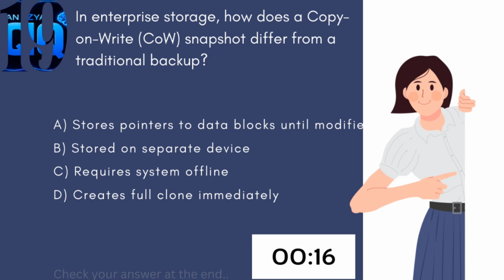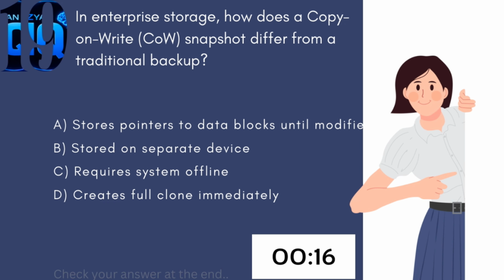In enterprise storage, when we talk about copy-on-write snapshots, we're really focusing on how they differ from traditional backups. Option A is key here. It stores pointers to data blocks until they are modified. This means the snapshot doesn't copy all the data up front, but instead keeps track of where data is and only creates copies when changes happen. This approach is much more efficient in terms of storage and performance compared to traditional backups, which often involve copying entire data sets.